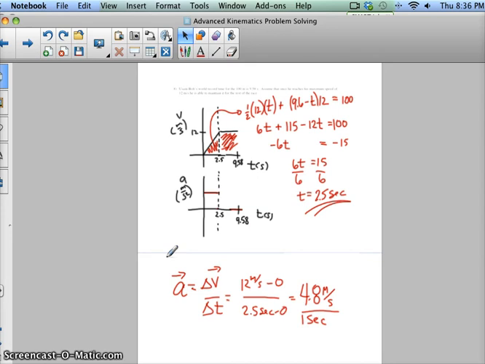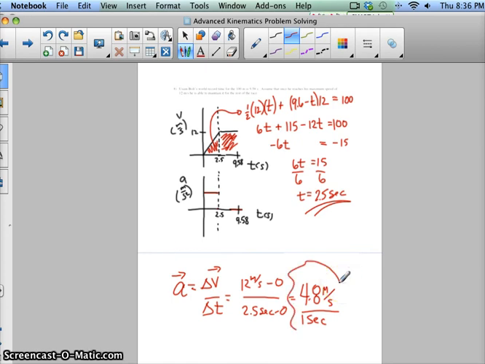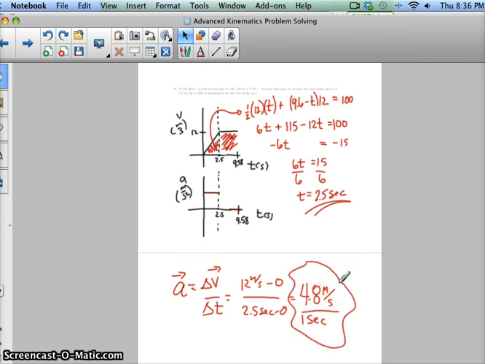Anyway, pretty cool problem. Figured out the acceleration of Usain Bolt, and I figured out how long it took him to speed up to a speed of 12 meters per second.